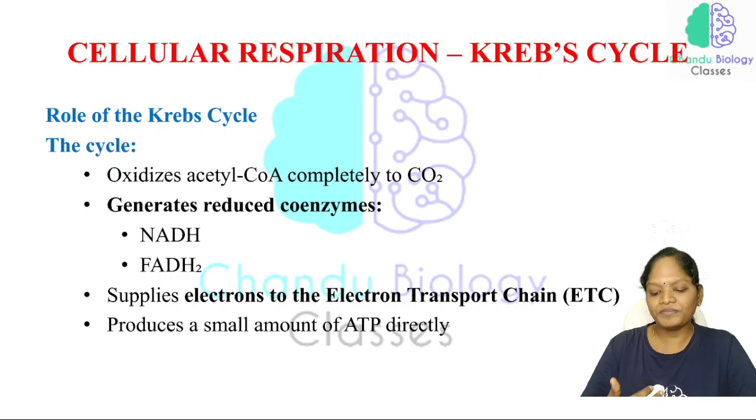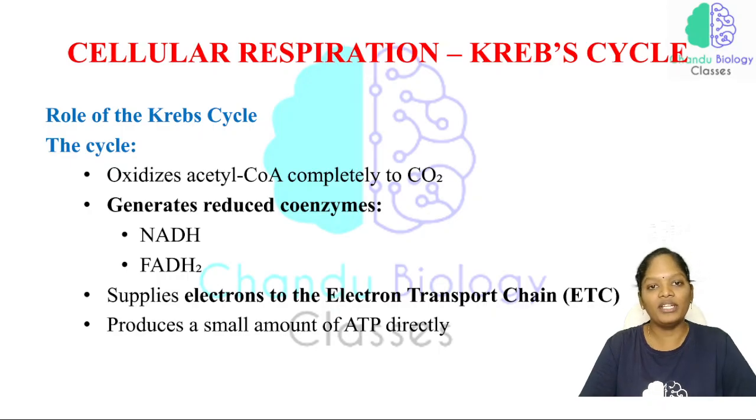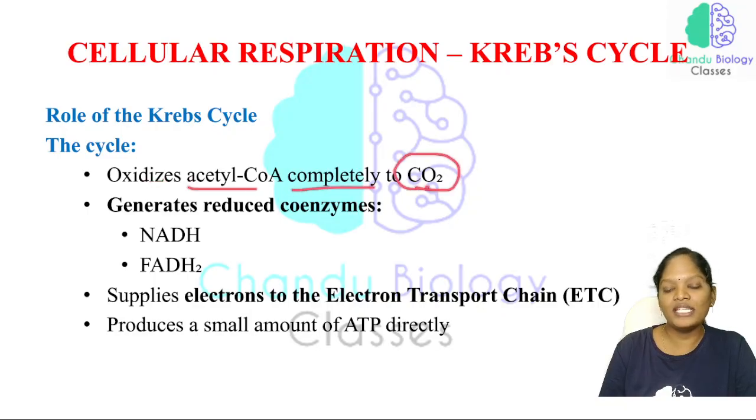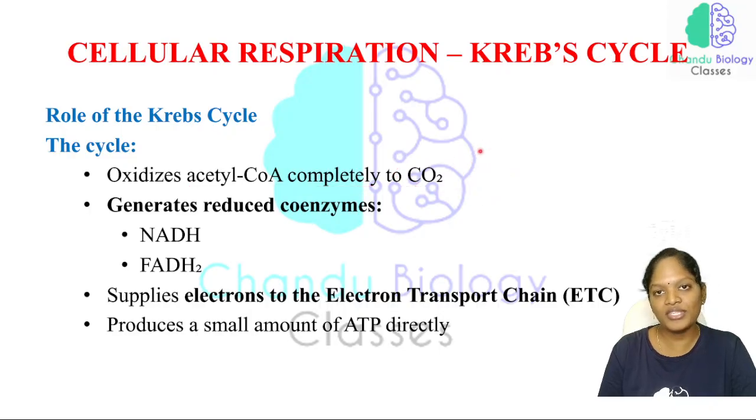Now what are all the roles of the Krebs cycle? Why is the Krebs cycle very important from an exam point of view? See here, it oxidizes acetyl CoA completely to carbon dioxide. So this is very, very important. What will be the reaction taking place in the Krebs cycle? As it is aerobic respiration, definitely oxidation will be taking place. It oxidizes the acetyl CoA completely to produce carbon dioxide.